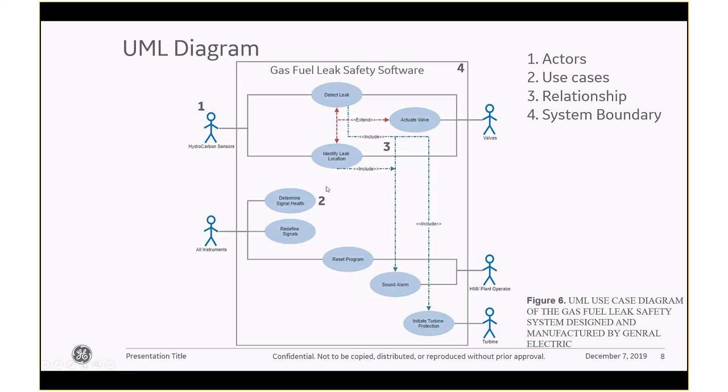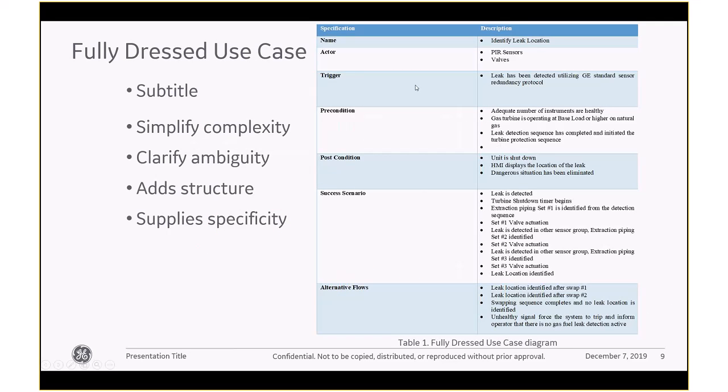Now, within these different use cases, there are a lot of other scenarios, situations that could affect them. So to understand some of the more complicated use cases, we fully dressed the identify leak location because this was the most complicated use case in the system. What I have here is the diagram, the table that we created to detail all of the different parts of a fully dressed use case. A fully dressed use case is a very standard table used by UML use case design methods. First, you have the name, actor, trigger, various conditions.